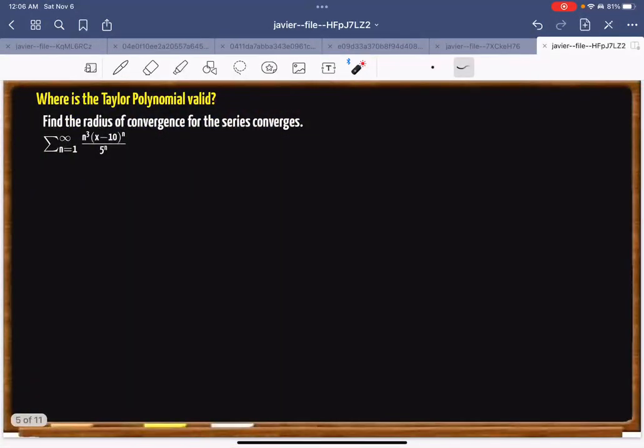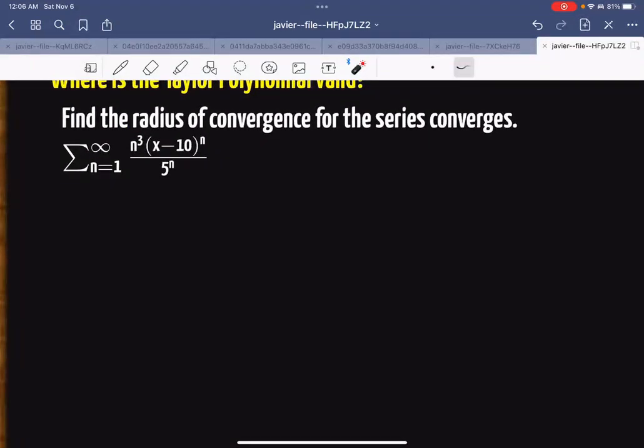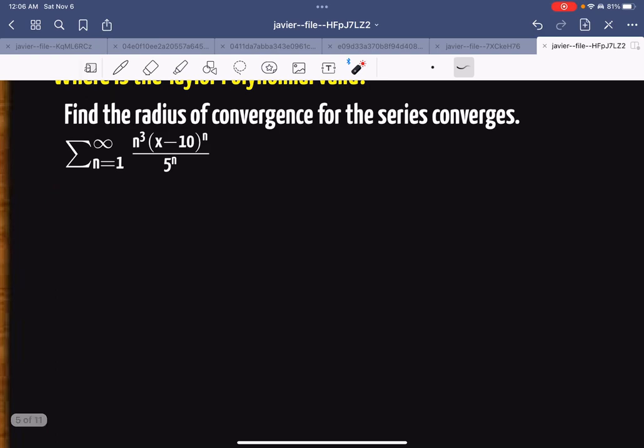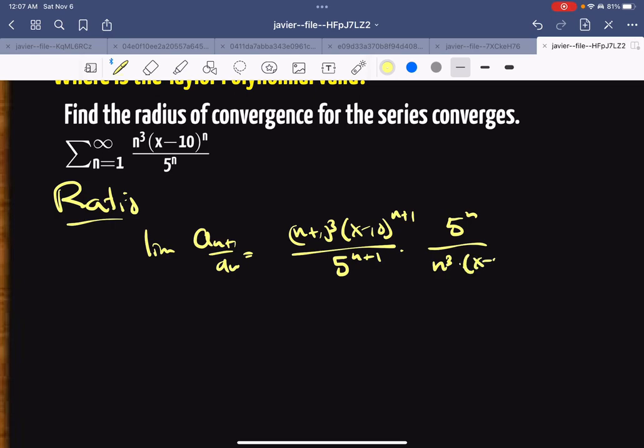Okay, one more. And so for this one, you could do either the ratio test or the root test. I think both of those work really well for many of these problems. Let's do ratio today. By the ratio test, let's look at the limit of a_(n+1) all over a_n. That would give us (n+1) to the third times (x minus 10) to the n+1 all over 5 to the n+1, times this all over n to the third times (x minus 10) to the n, just n.